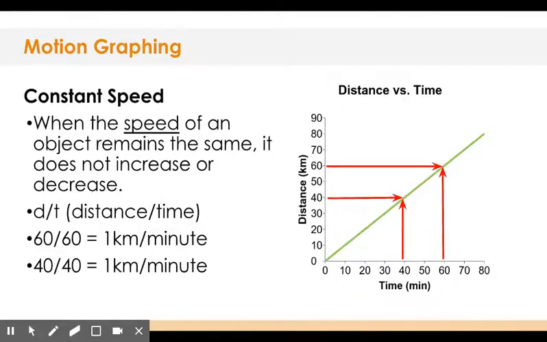So a constant speed is when the speed of an object remains the same and it does not increase or decrease. If you look at 60 kilometers in 60 minutes, that would be 1 kilometer a minute. 40 kilometers in 40 minutes would be 1 kilometer per minute. As we go up the graph here, you see 40 to 40, 60 to 60, the speed has stayed the same. They're both 1 kilometer per minute.